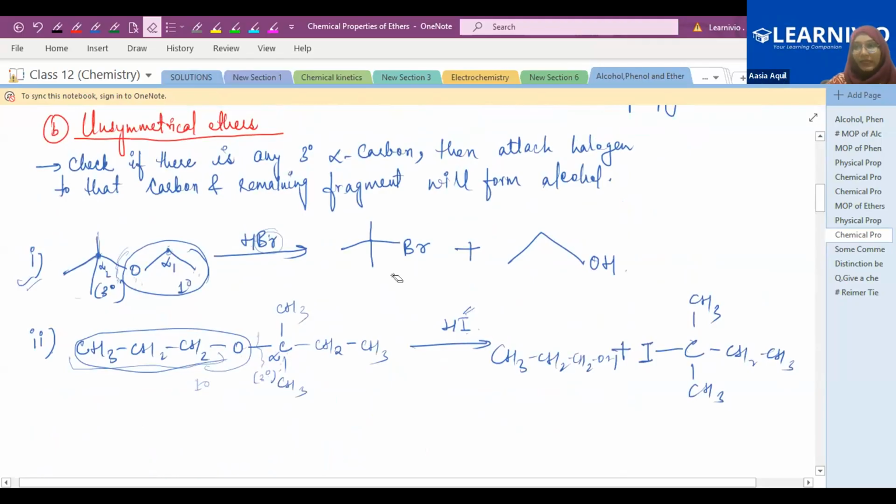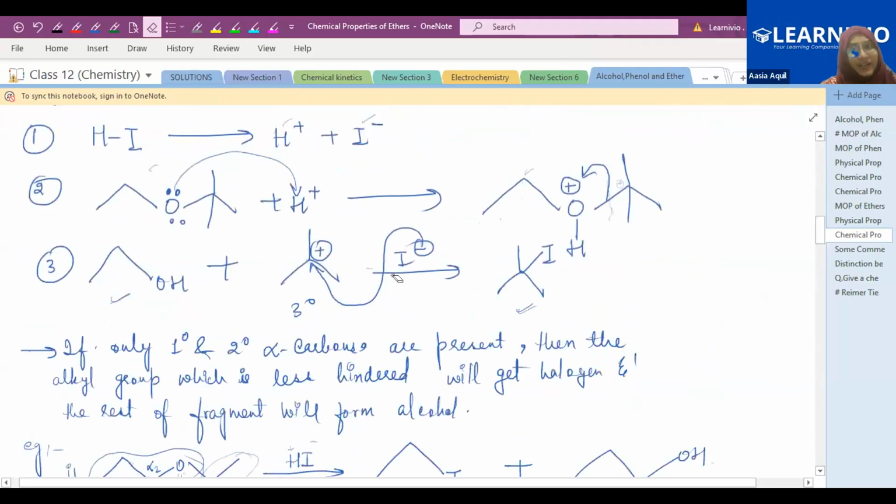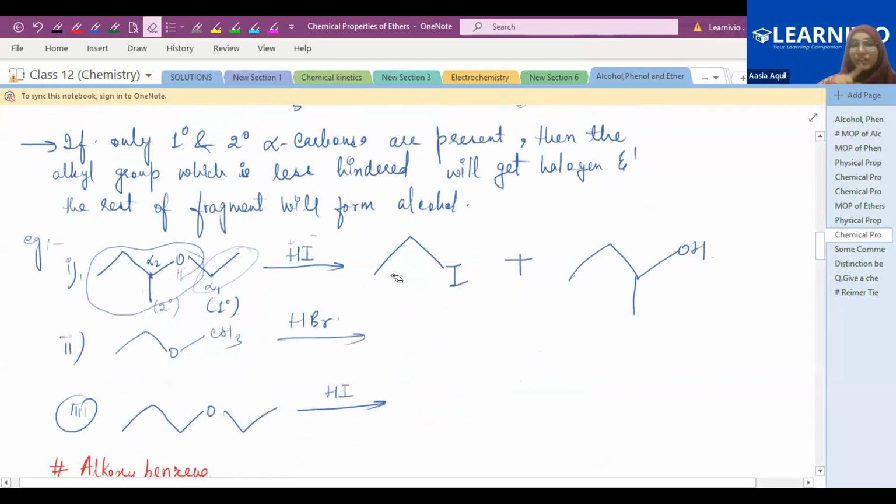Tertiary haloalkane. But if there is no tertiary alpha carbon, if the tertiary alpha carbon is absent, meaning only primary alpha carbon and secondary alpha carbon, don't correlate these two things. Okay, don't correlate because you will get confused. So if primary and secondary alpha carbon is present, then what you are supposed to do is, the alkyl group which is less hindered will get the halogen, and the rest of the fragment will form the alcohol in this case. Okay, don't be confused in this case.